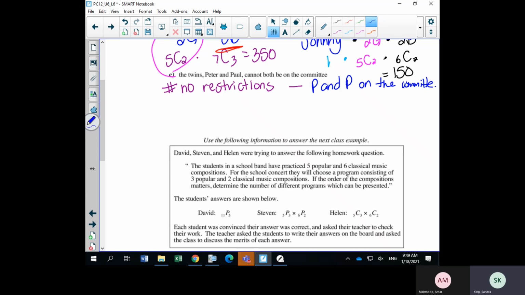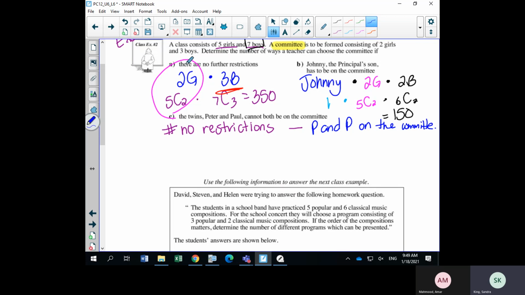Okay, no restrictions would be, we calculated no restrictions up here, right? Do you guys agree with this? No restrictions, because remember it wanted 2 girls and 3 boys. So no restrictions would have been 2 girls and 3 boys. We did the math right here, 350.